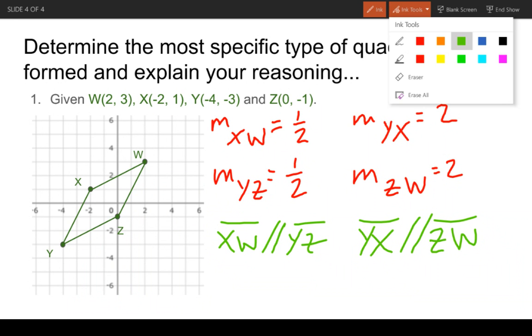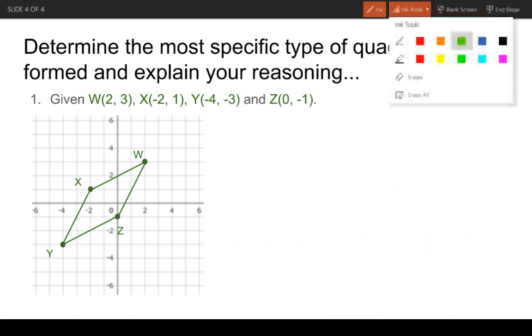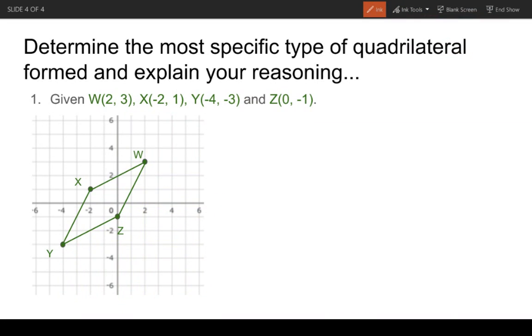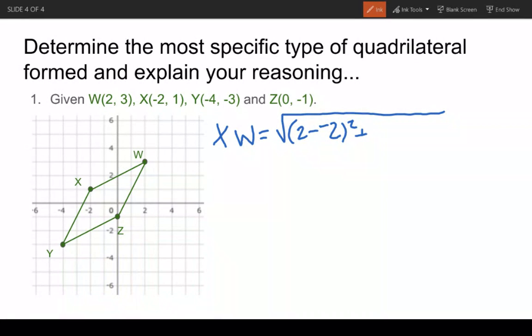So now that we have that information, let's look at the lengths of each one of these segments. So the length of XW is the square root of (2 minus a negative 2) squared plus (3 minus 1) squared. Now, when you have minus a negative, make sure you put plus a positive. That simplifies there to the square root of 20.